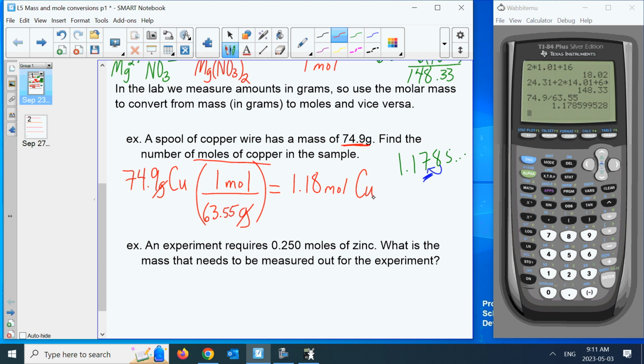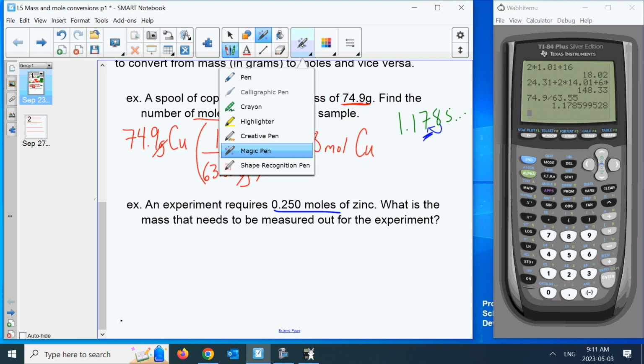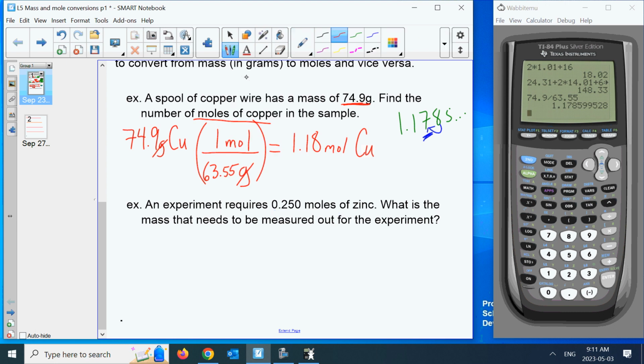Remember using zinc? It was the stuff that looked like metal chewed up gum. That experiment requires 0.250 moles of zinc. So what is the mass that needs to be measured out for the experiment? Well, we start with the single thing that's not a fraction, the moles or the grams. In this case, it's moles, 0.250. The symbol for zinc is Zn.